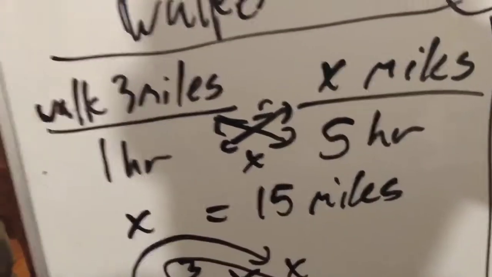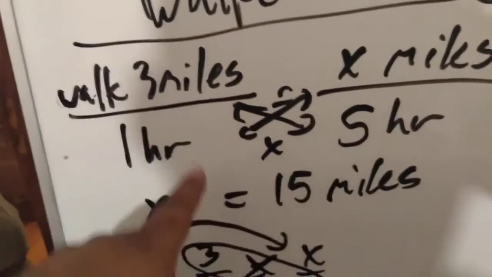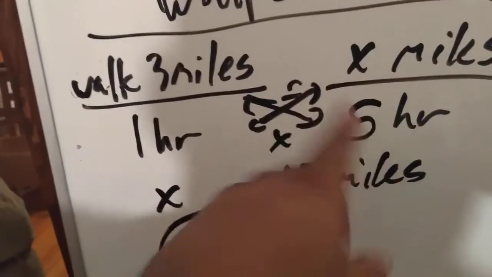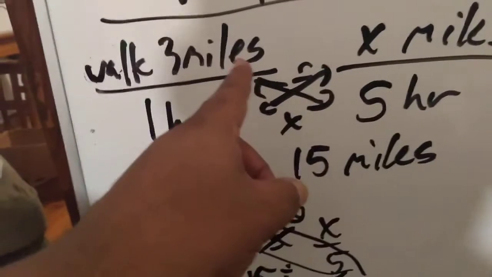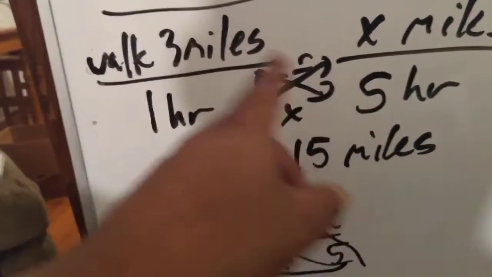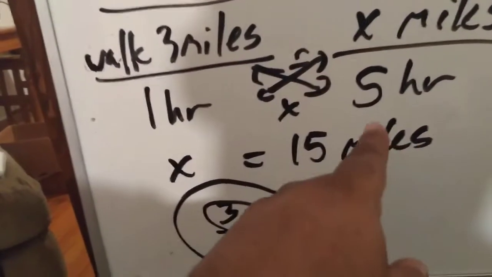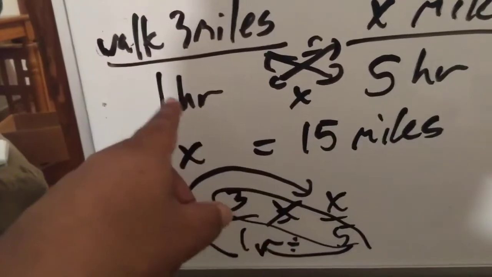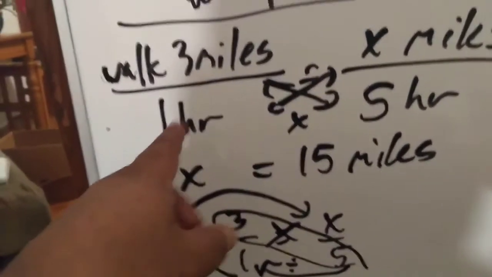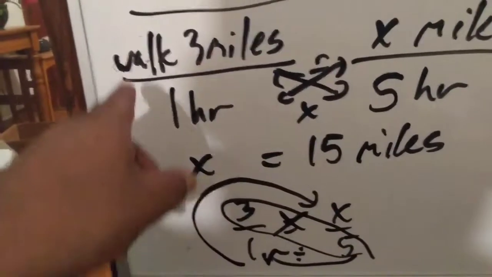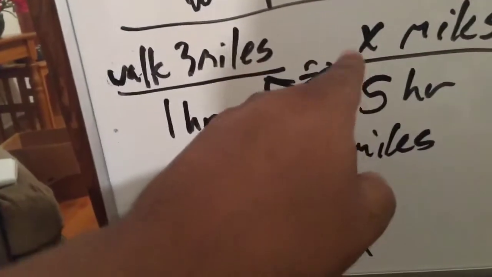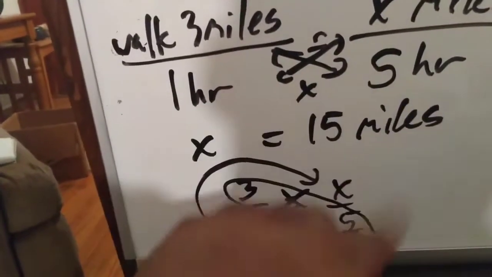The way you do this is you crisscross multiply the numbers you know. So I know 3 and I know 5. I'm going to crisscross multiply this. So 3 times 5 is 15. You multiply the two numbers you know and divide by the other one that's left. Well, that's 1, so 15 divided by 1 is still 15. And that gives you what x is. So the answer is 15.